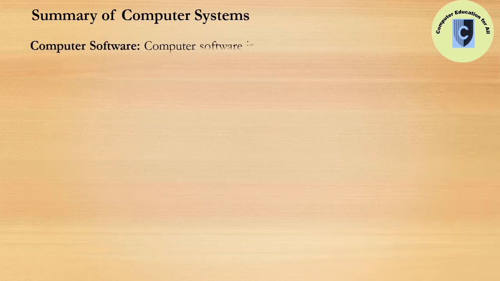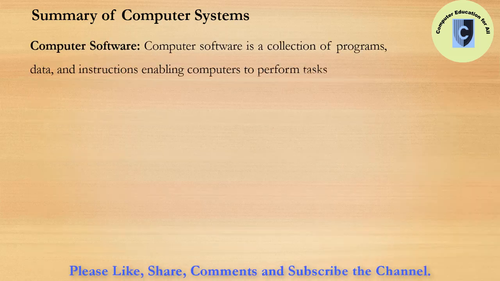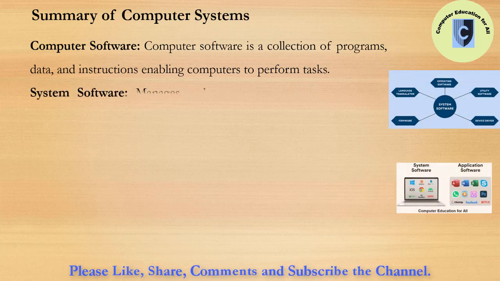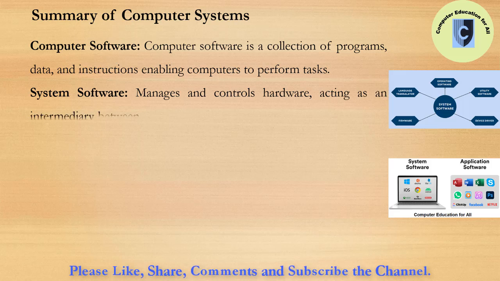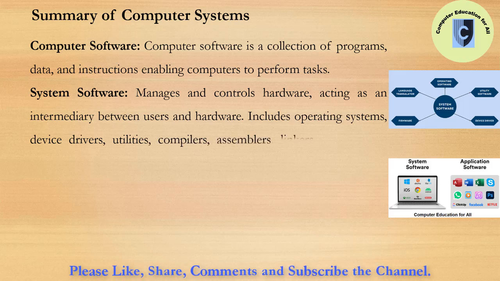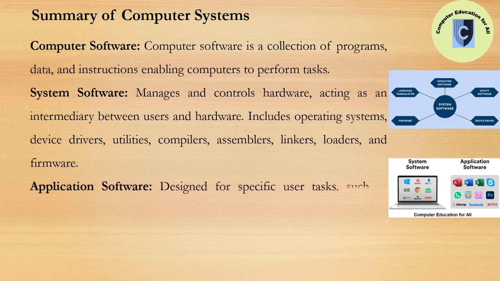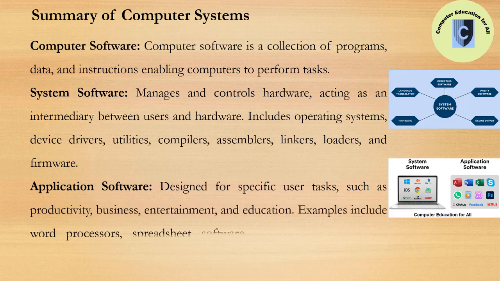Computer software. Computer software is a collection of programs, data, and instructions enabling computers to perform tasks. System software manages and controls hardware, acting as an intermediary between users and hardware. It includes operating systems, device drivers, utilities, compilers, assemblers, linkers, loaders, and firmware. Application software is designed for specific user tasks such as productivity, business, entertainment, and education. Examples include word processors, spreadsheet software, games, and educational programs.